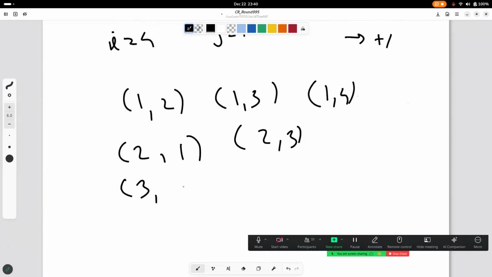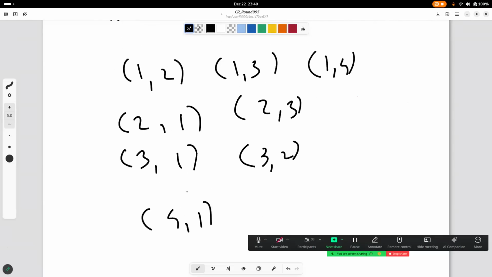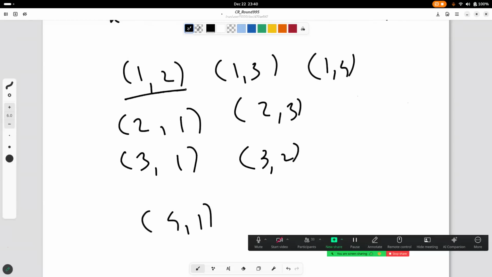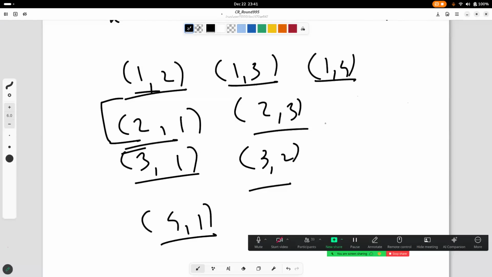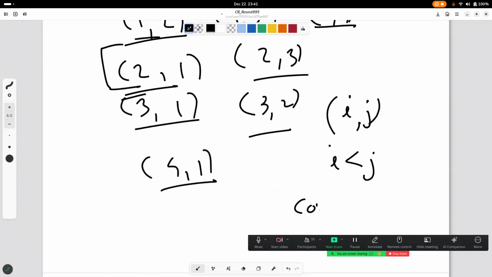And adding 2 to your answer would basically correspond to (3,1) and (3,2). And this would again correspond to (4,1). Basically, you see, you have (2,1) over here, (1,2) over here, (2,1) over here, (1,3) over here, (3,1) over here, (1,4) over here, (4,1) over here, (2,3), (3,2). Basically, each pair ij such that i is strictly less than j is counted twice.